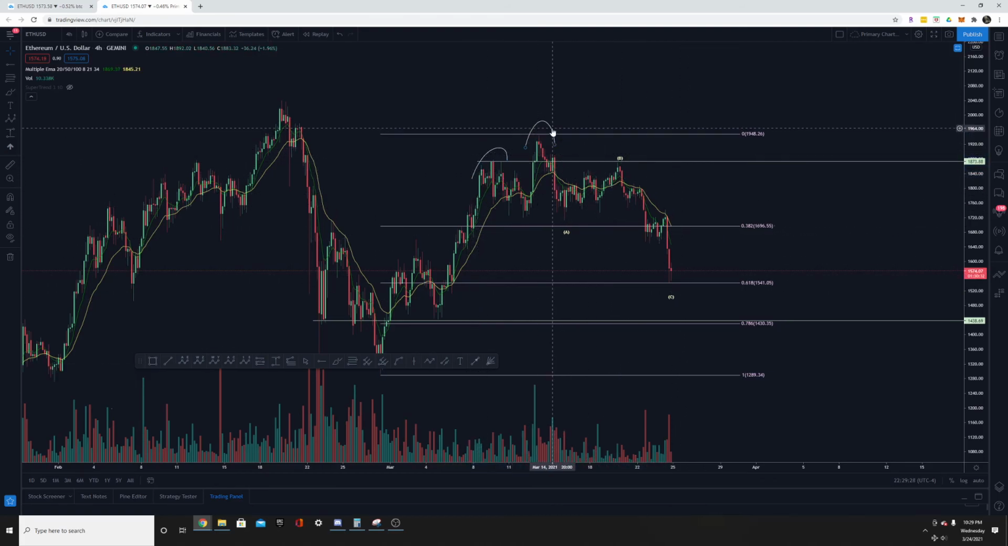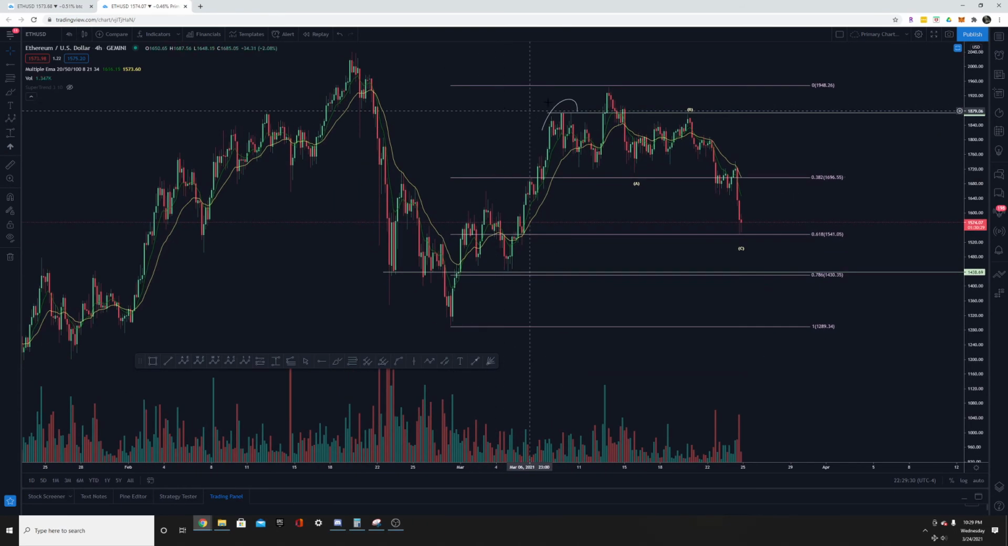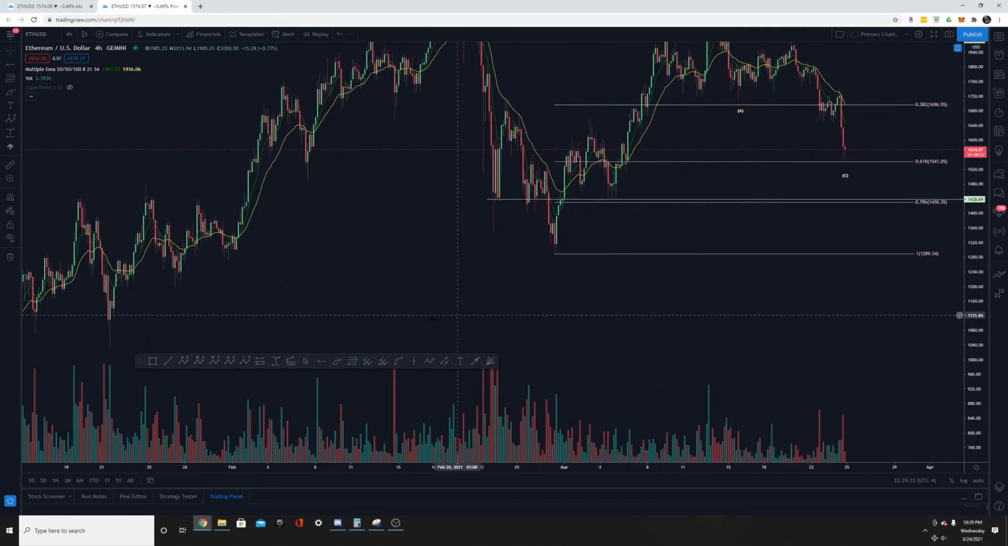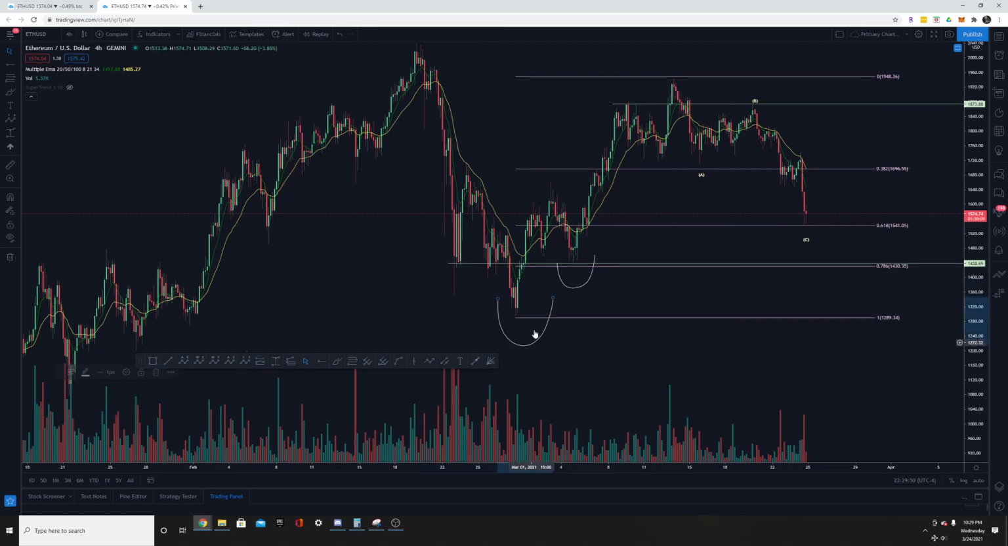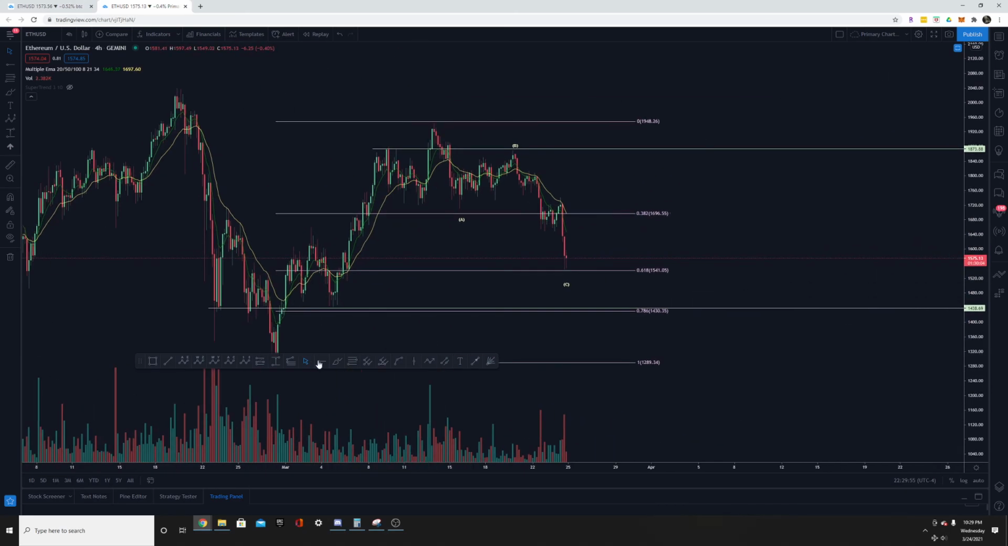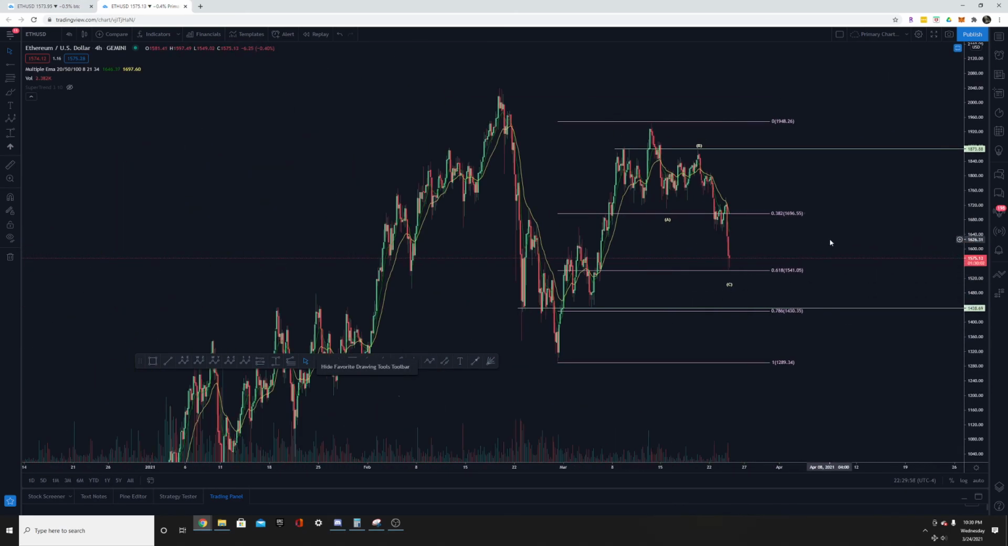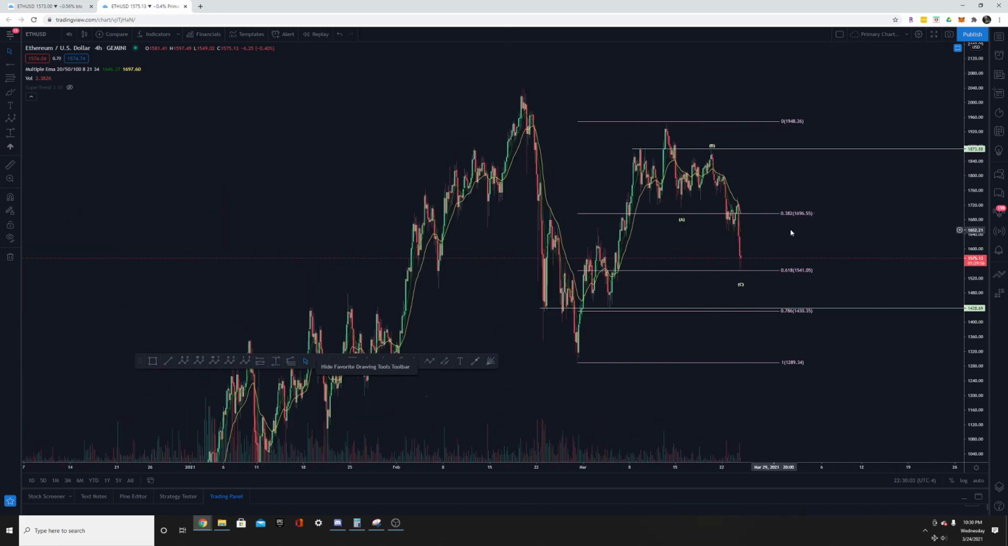The same is true for inverted head and shoulders, which is right here. You can call this inverted head and shoulders: shoulder, head, shoulder, neckline. So you see, it came down, retested the neckline, then went up. So you can use all those kinds of things as confluence with your analysis. And that's just a really basic video on Elliott Wave and how I use it in my TA.